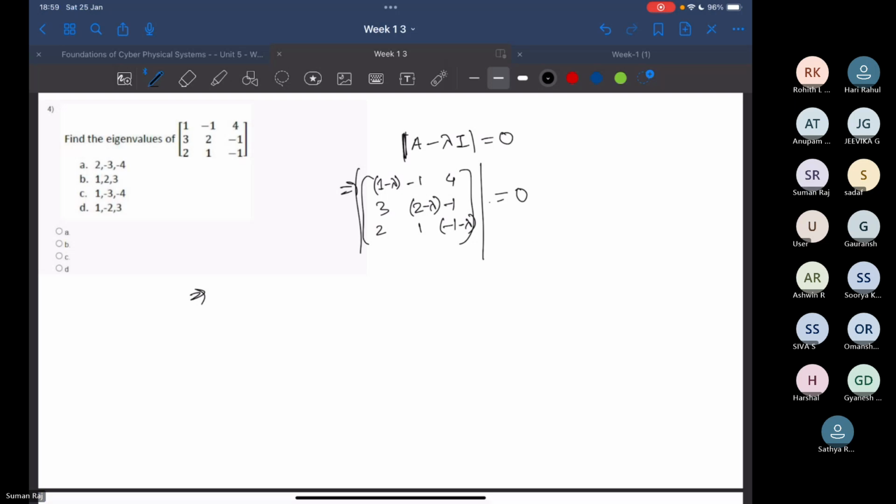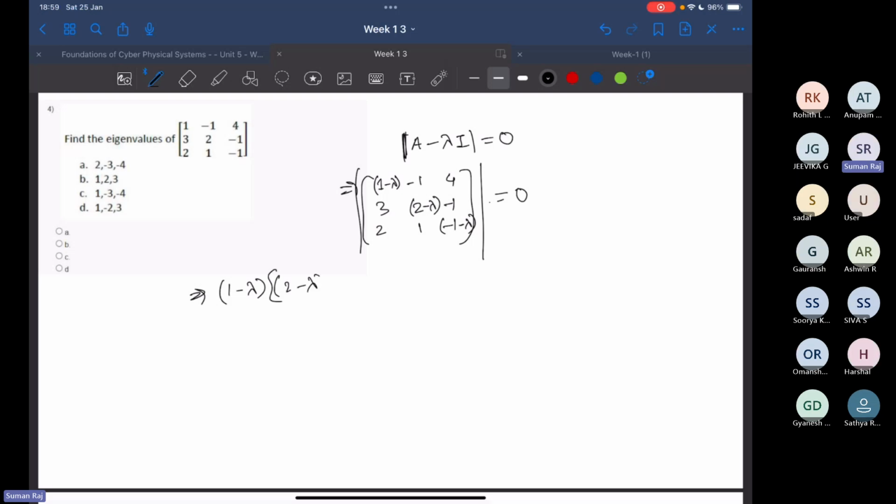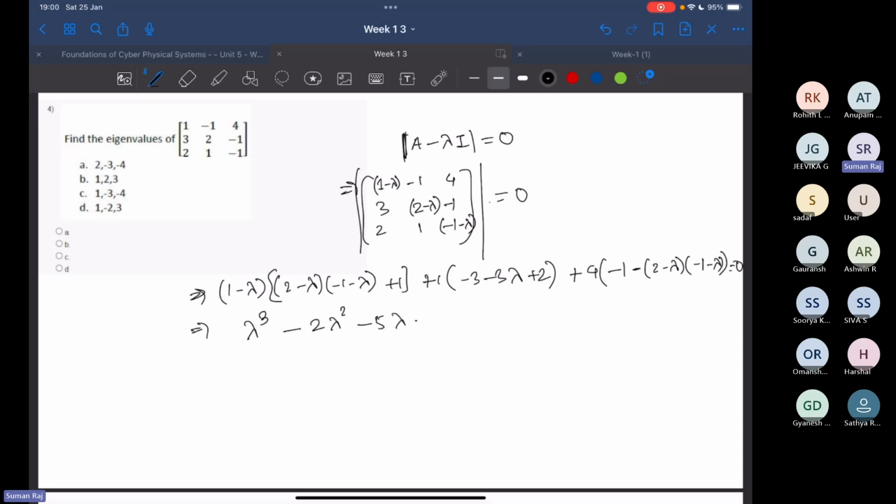This is correct, right? Yes, ma'am. Okay, so you're going to have 1 minus lambda into 2 minus lambda into minus 1 minus lambda plus 1, minus 3 lambda plus 2 plus 4 into minus 1 minus of 2 minus lambda minus 1 minus lambda, right? So this you have to equate to 0. Finally it is going to come like this: 2 lambda square minus 5 lambda plus 6 is equal to 0. So you will have lambda minus 1, lambda plus 2, and lambda minus 3 is equal to 0. So what are the options you have? 1, minus 2, and 3, which is your D. Is that correct? And everybody has gotten this answer? Yes, sir. Okay, good.